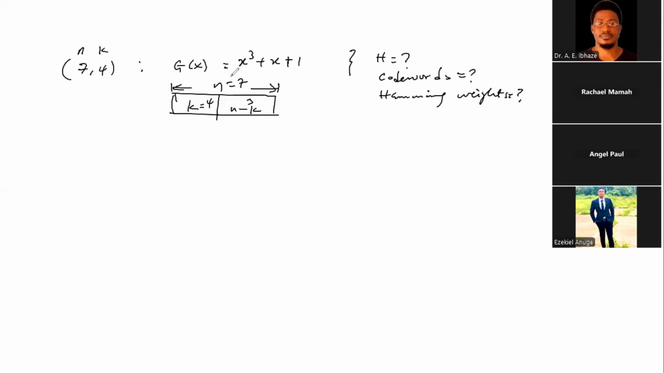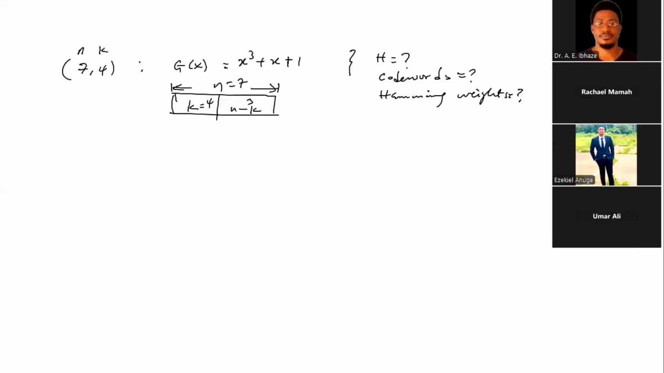Right? Is that correct? Yes, sir. Okay. Now, if that is clear, we already know how to design our generator matrix.